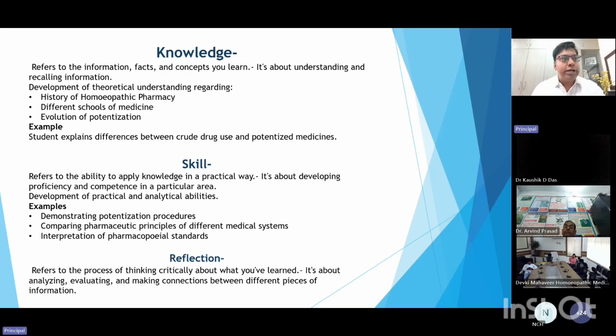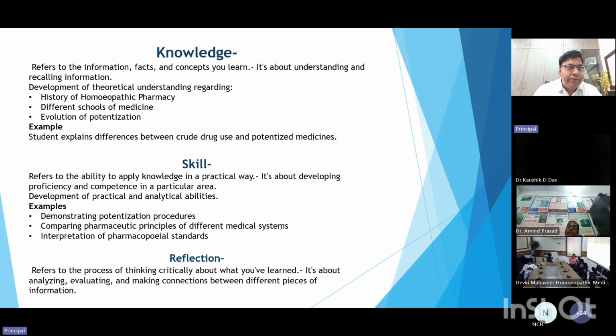demonstrating potentization procedure. This shows the skill of the student. Comparing pharmaceutic principles of different medical systems. This shows the skill of the student, which he needs to acquire and learn during his studentship. Then interpretation of pharmacopoeial standards. So this is the part which comes under skill. Similarly, all the topics are given differently, and under them, the knowledge, skill, and reflection parts are given, respectively.